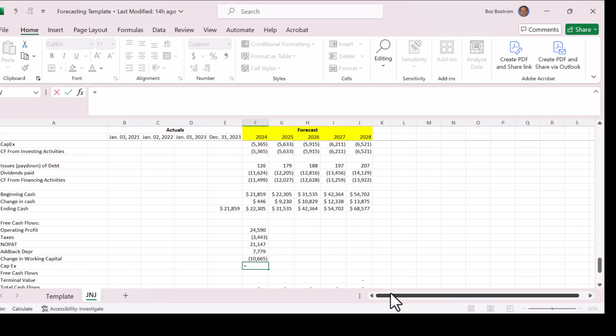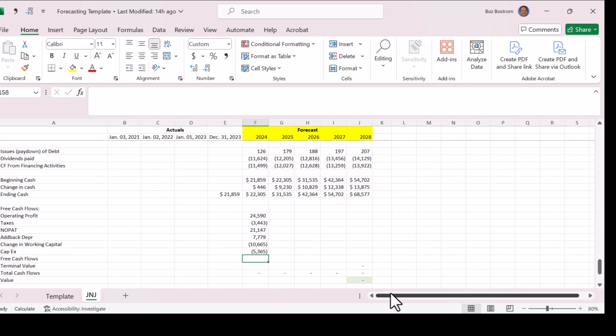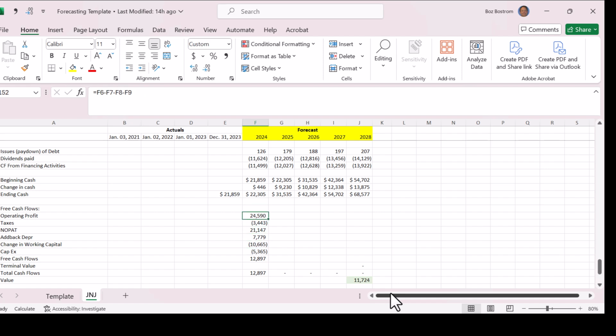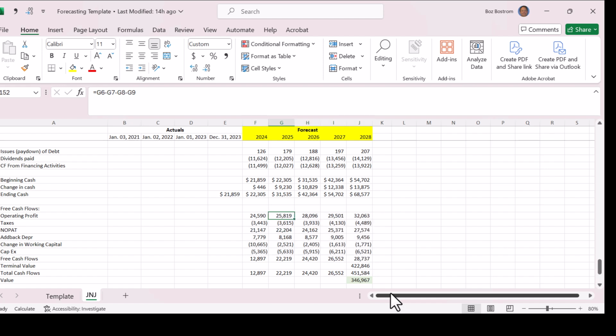Capital expenditures equals, go up to my investing activities, free cash flows, alt equals, my NOPAT, all the way down through capital expenditures, and then go ahead and paste this to the right with a Control R. And now I've got my free cash flows for all of those years.